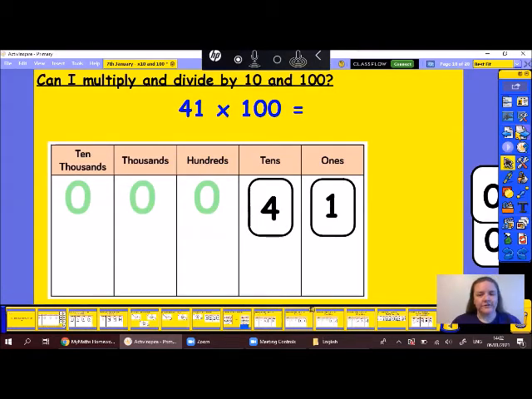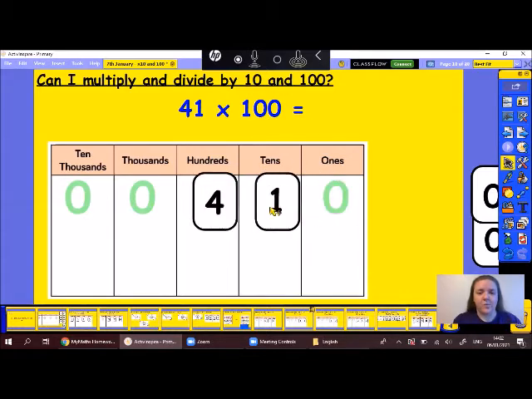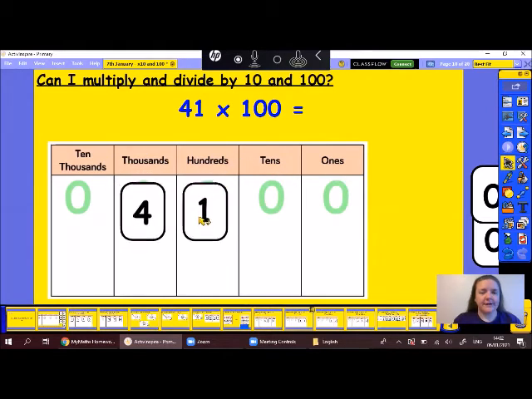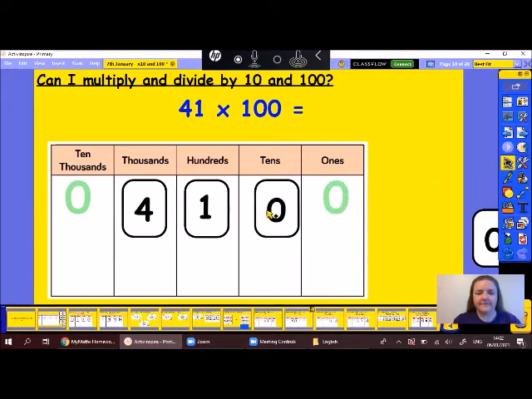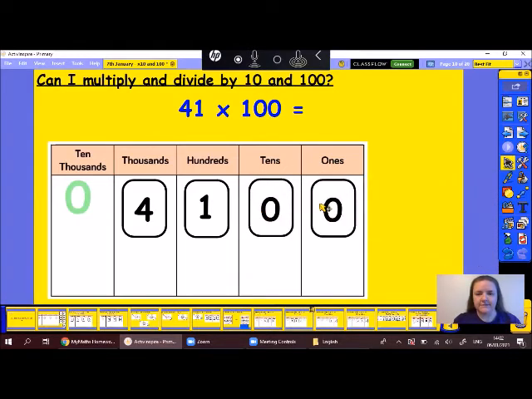41 times 100. So same thing again. We take our digits and we're going to move them up 2 places. Remember, we're multiplying by 100. It's got 2 zeros. So we go 1, 2 places, which leaves us with 2 gaps for zeros. So we can put our zeros in. So 41 times 100 is 4,100.